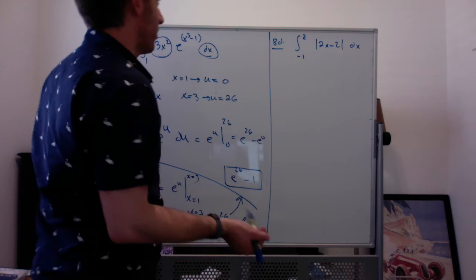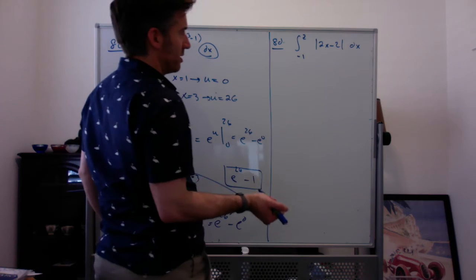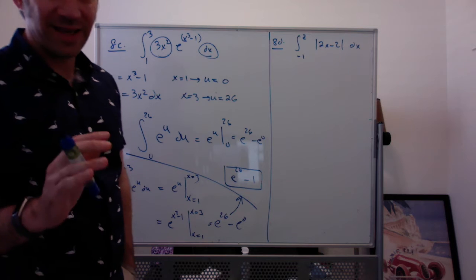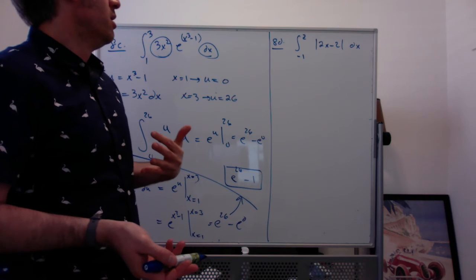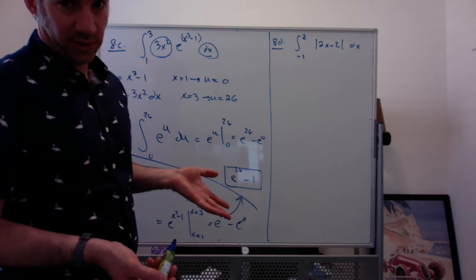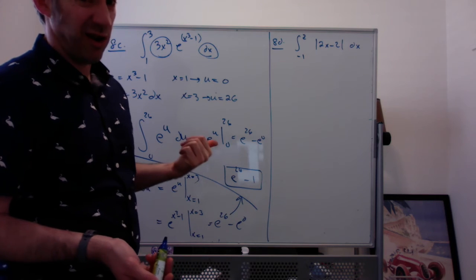Alright, last one here, integral from -1 to 2 of the absolute value of 2x minus 2. If you ever have to integrate an absolute value of a linear function, the idea is you want to draw a picture. Because really, this is just triangles.